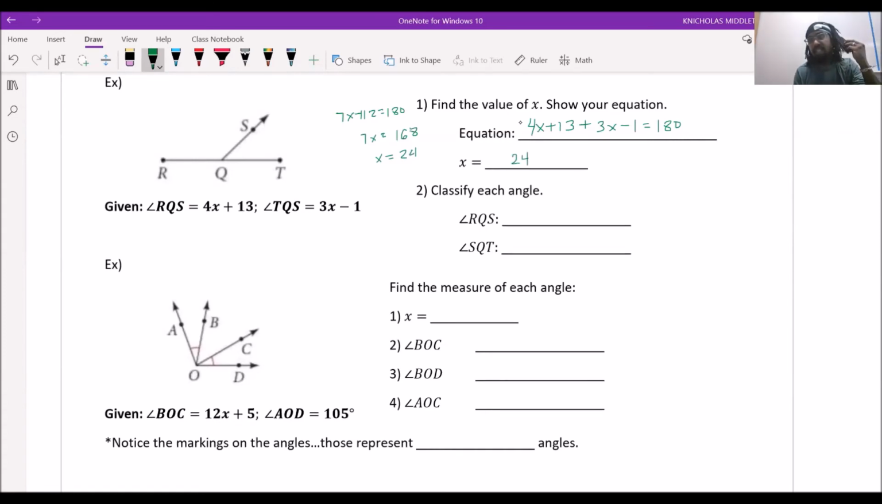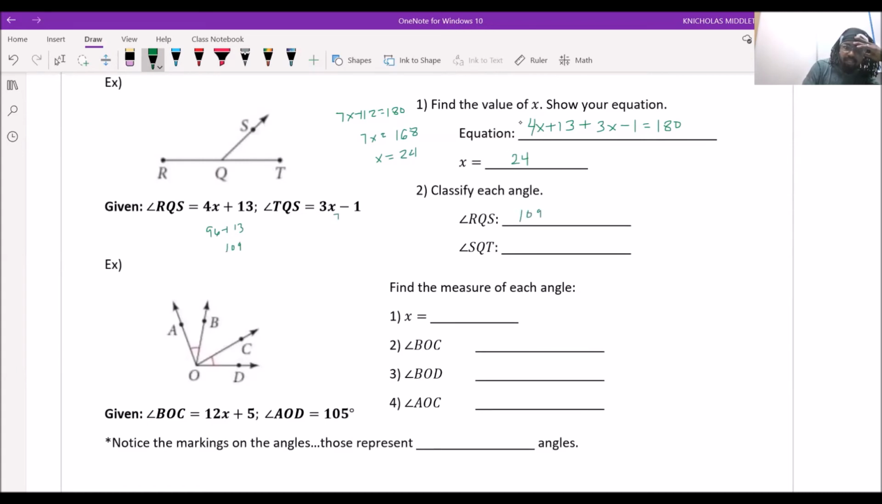Continuing with this question, it says classify RQS, and that goes back to whether it is acute, right, obtuse, or a straight angle. RQS is here, and we're not going to classify it on its visuals. Visually we'd say this is an obtuse angle, but we plug the values in and see what our actual value comes out to be. RQS: 24 times 4 is 96, plus 13 gives us 109. So RQS is 109.